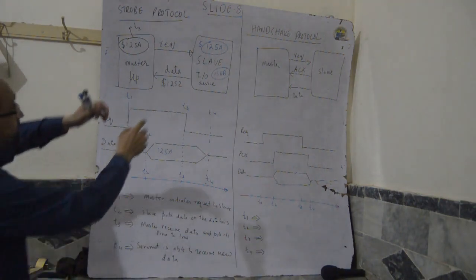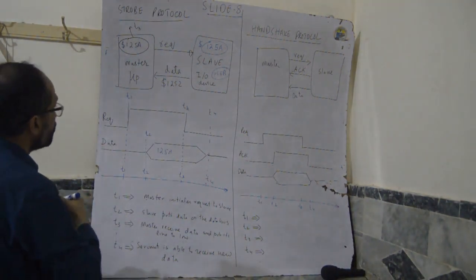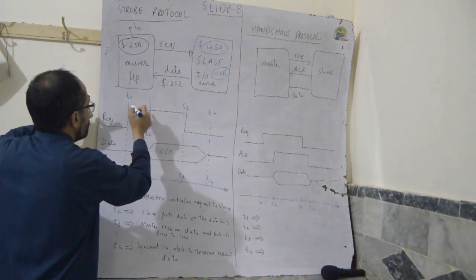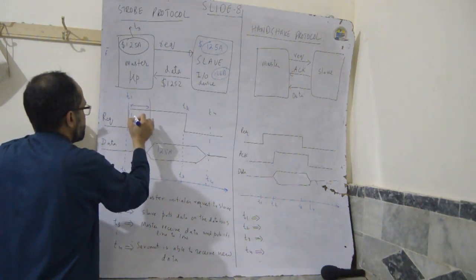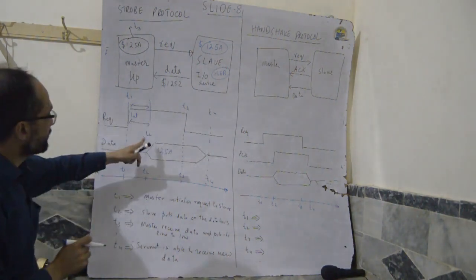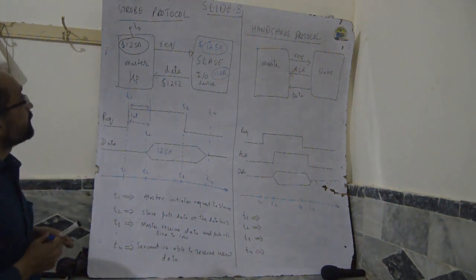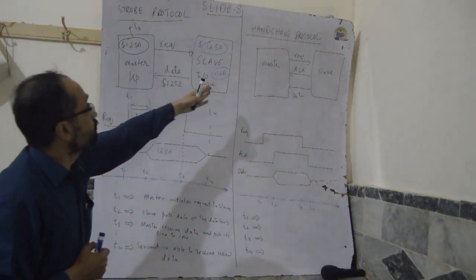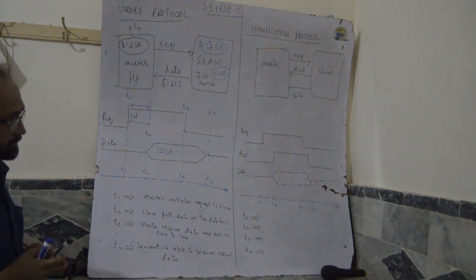So the latency of the slave device is now T2 minus T1. At time T1, my master places the request, and at time T2, the data becomes available. So this is the latency of the slave device.